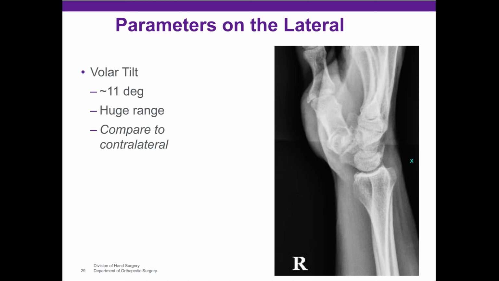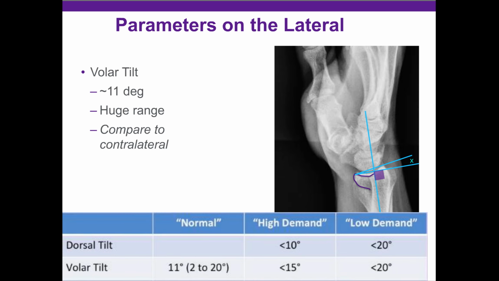Okay, so looking at the parameters on the lateral view, the volar tilt is roughly 11 degrees normally, although there's a huge range. Here are some basic parameters, and part of the art of medicine is determining which patients are high demand and which patients are low demand. That's one of the themes of my talk that I'll touch on in a bit.